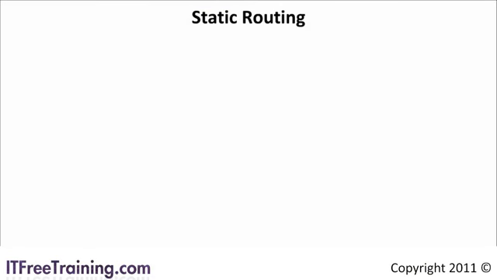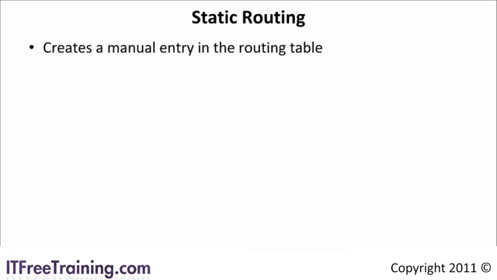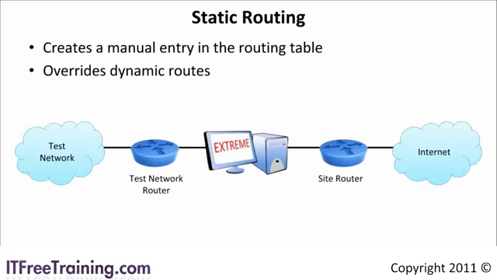Windows Server 2008 allows you to create static routes. These are manually created routes that are added to the routing table. These static routes override dynamic routes. Static routes can also be created on client computers like Windows Vista and Windows 7. Consider this example. The client computer wants to access the test network.